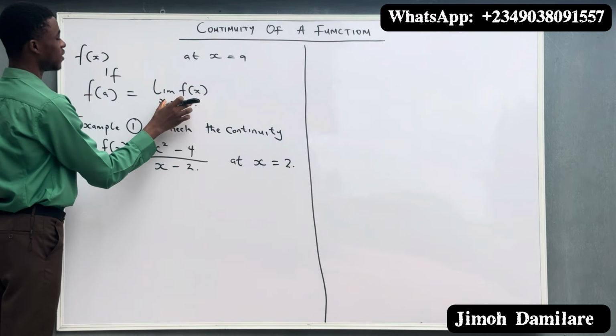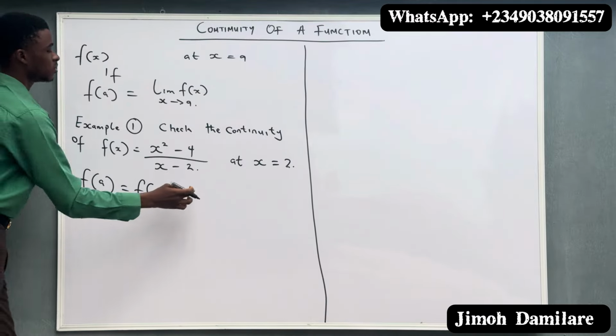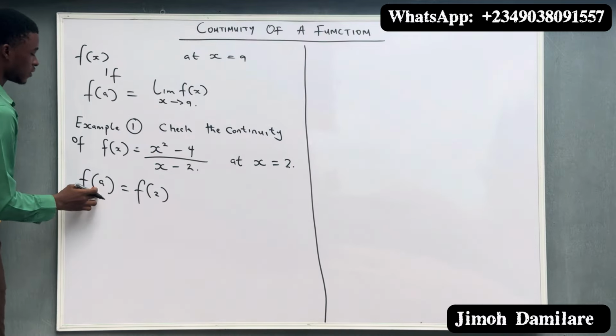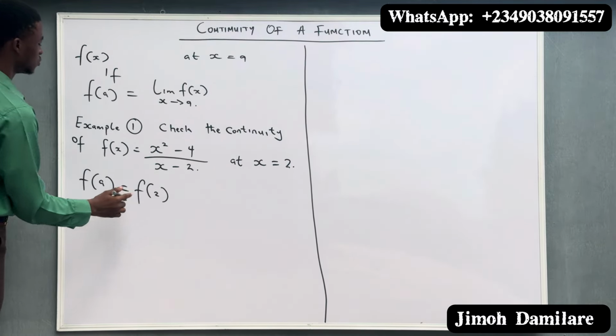So how do we get this f of a? In order to get this f of a, we have to change this x to a. From our question, you can see that we have x equal to a here, so our a is 2 in this case, so x equal to 2. So we can just substitute our f of a as f of 2, because from the question, a is equal to 2. So our f of a is the same thing as f of 2. To find f of 2, it is as simple as substituting 2 directly into this function.